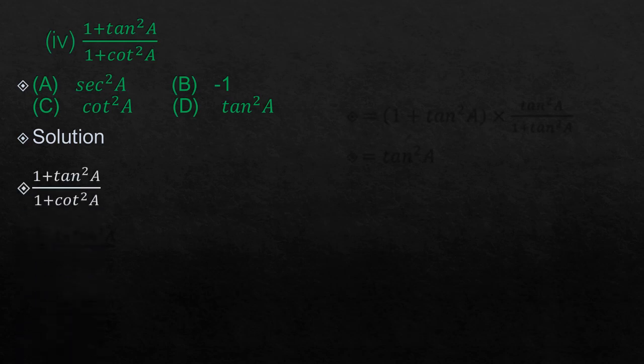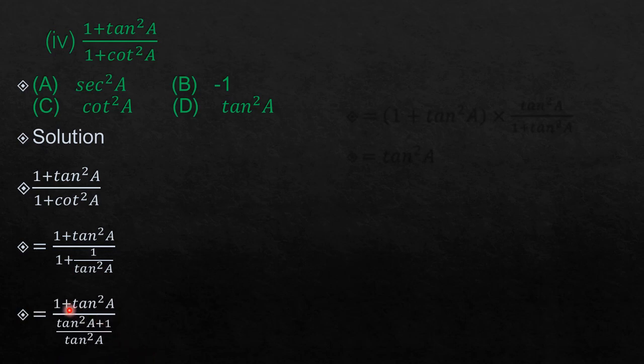So 1 plus tan square A upon 1 plus cot square A. You can change here cot square A into 1 upon tan square A. So you get 1 plus tan square A in the numerator, and in the denominator you get 1 plus 1 upon tan square A. Again solving this, the numerator will remain the same, that is 1 plus tan square A, upon, in the denominator, (tan square A plus 1) upon tan square A.